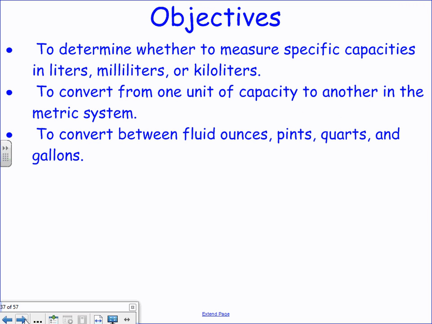Okay, going on with today's lesson, our objectives today are to determine whether to measure specific capacities in liters, milliliters, or kiloliters, to convert from one unit of capacity to another in the metric system, and to convert between fluid ounces, pints, quarts, and gallons in the customary system.